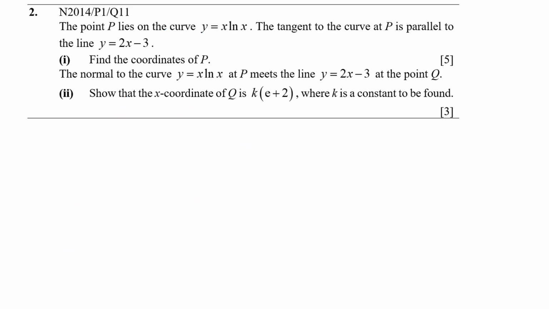Right, let's look at question 2. So for question 2, we're given a curve that is y equals x ln x, and there's a particular point P that lies on the curve. And at point P, we have a tangent line, and this tangent line is parallel to the line y equals 2x minus 3. So if we're going to use a diagram to illustrate all this, this is what it means. Okay, I have a curve and the tangent line at the particular point P, and that line has the same gradient as y equals 2x minus 3.